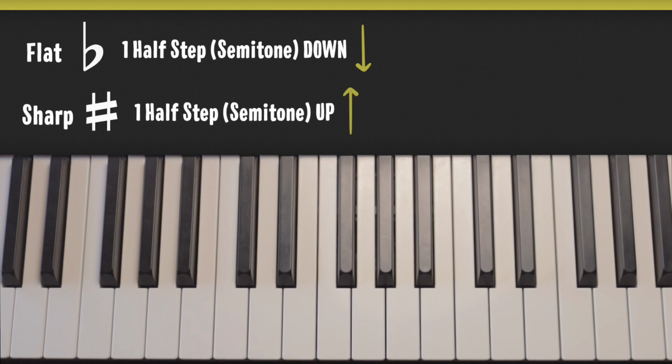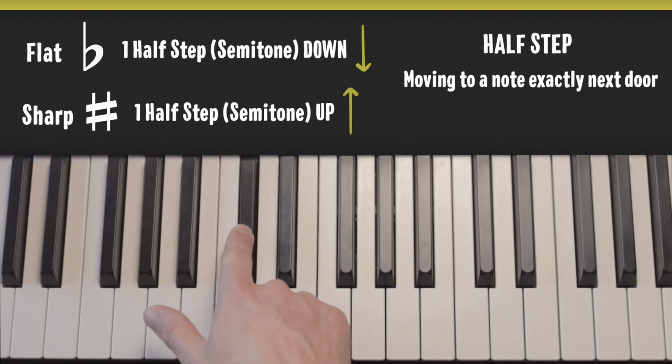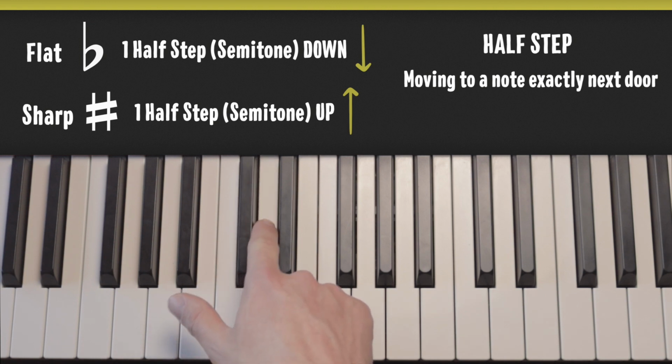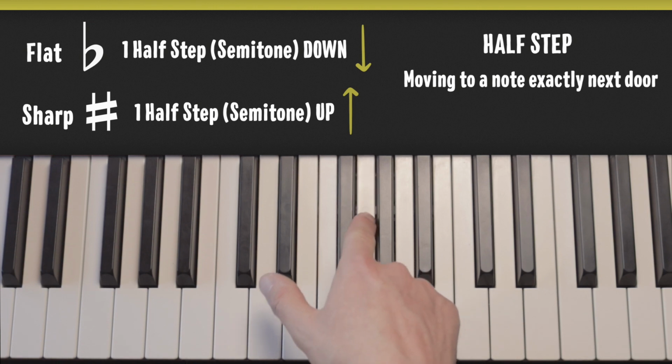We say semitone in the UK, but a lot of other places like the US say half step, and it means exactly the same thing. And it means a note that is right next door to another note on the piano. So for example, if I take this note and go up a half step, I'm on this one, keep going up in half steps, or come down in half steps.